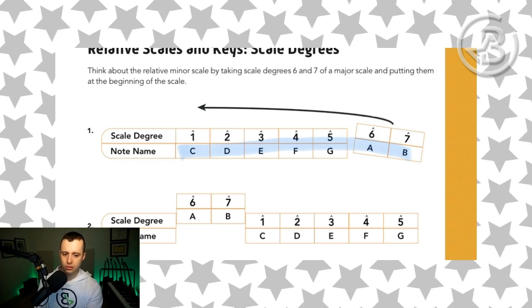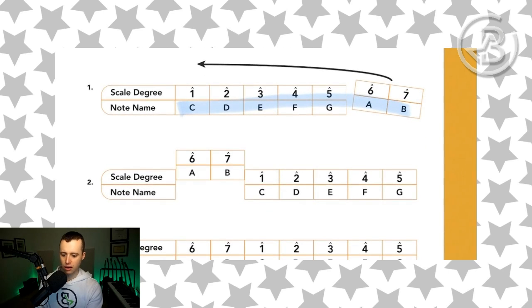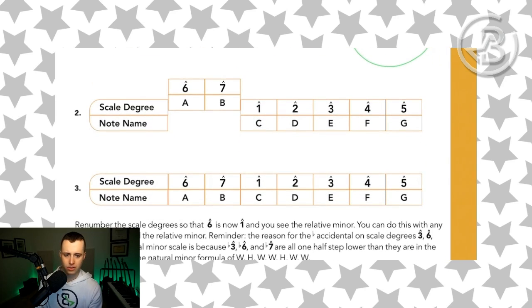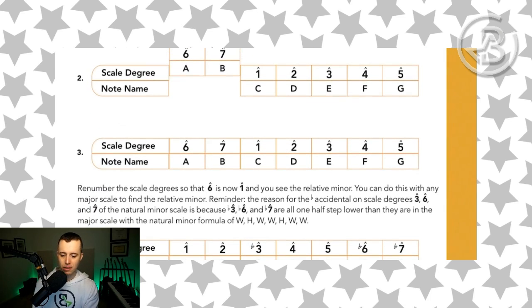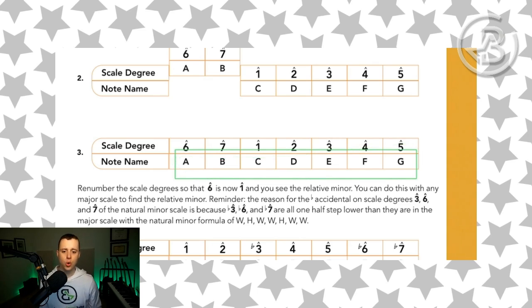Now, what we're going to do is take scale degree 6 and 7, and pop them in right here. See that? We're taking scale degree 6 and 7, breaking it off the end like a Kit Kat, if you will, and then putting that Kit Kat piece in the front. So now the order of the notes is A, B, C, D, E, F, G, and this order right here is the order for the A natural minor scale.